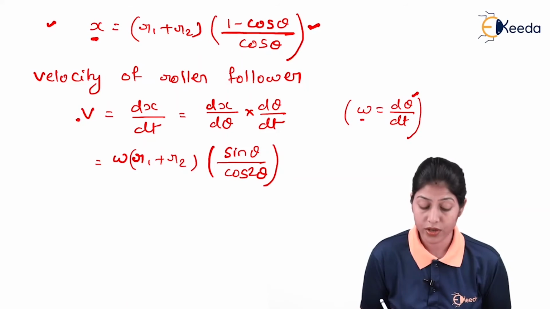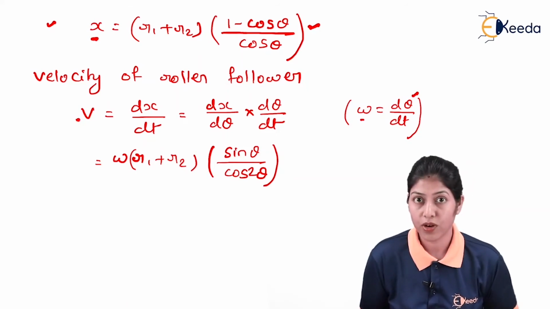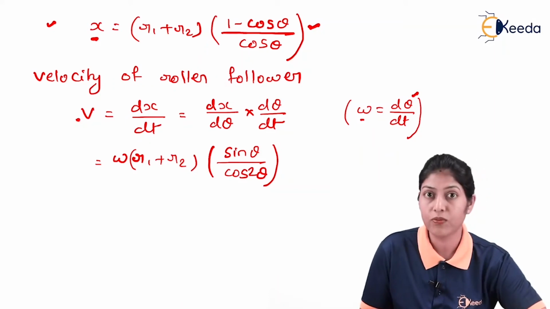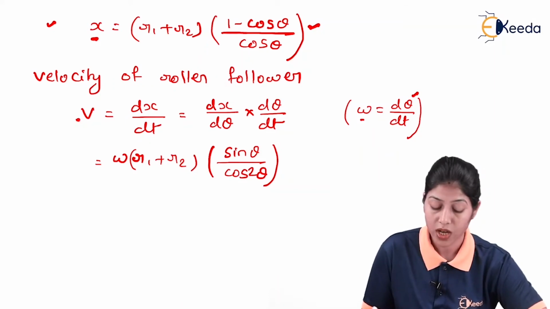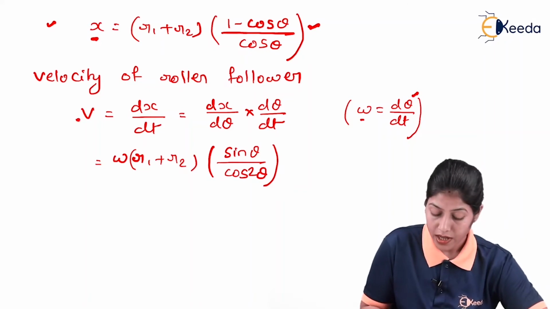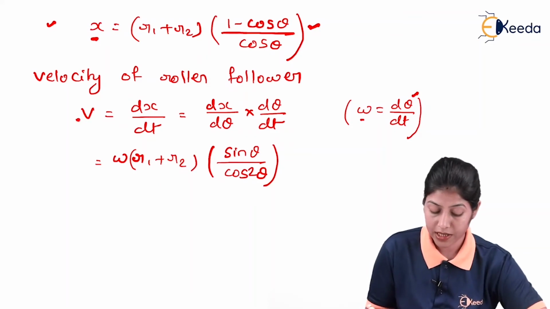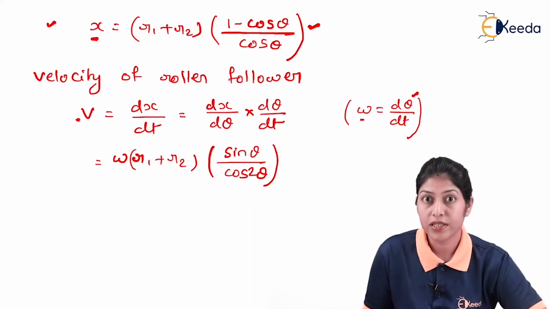Now if we want the expression for the maximum velocity of the follower, on the basis of the value of theta we can define the maximum velocity of the follower. At the initial position, when theta is 0, or if we are not considering any angular displacement of the cam, in that condition the velocity will be 0.